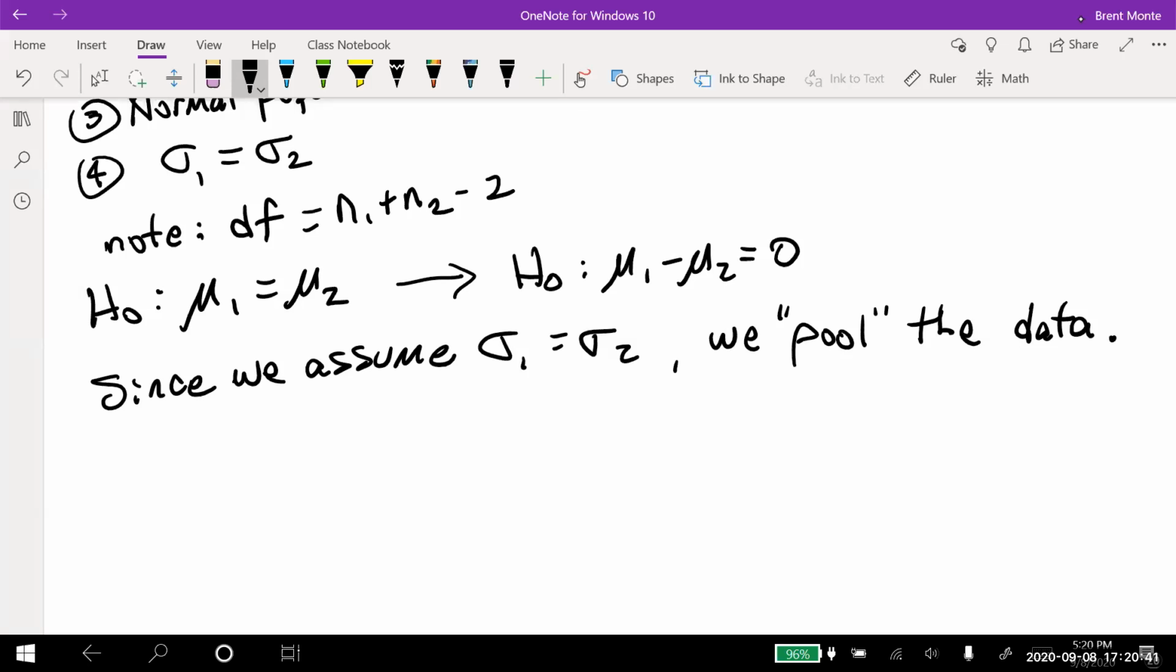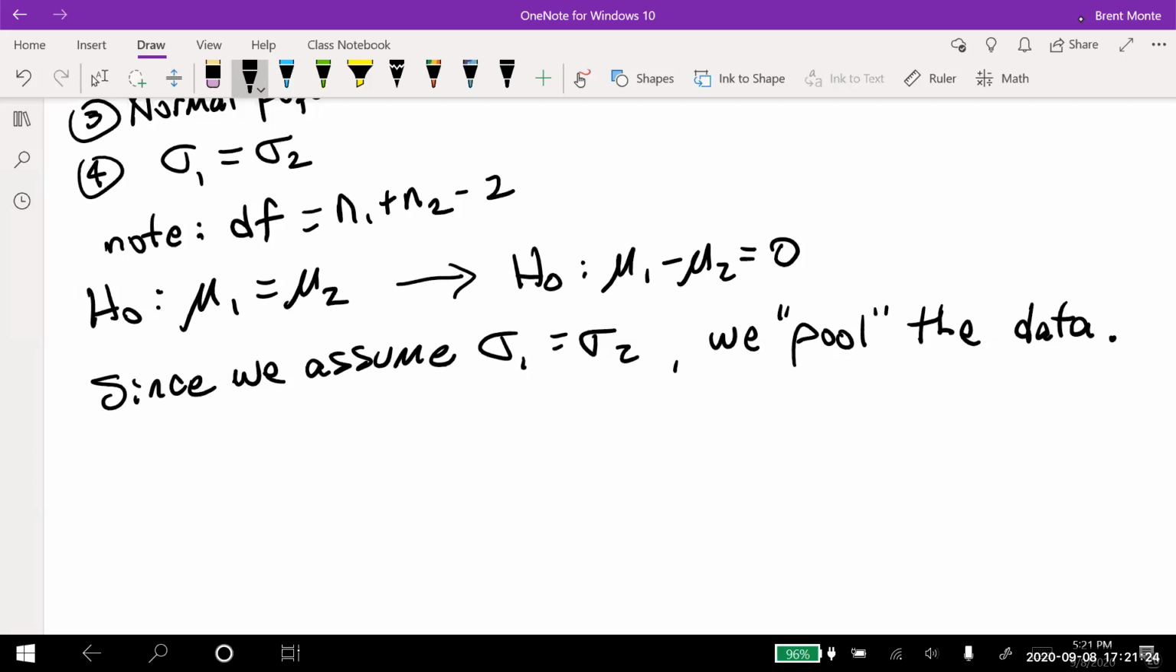But since we're assuming both populations have the same standard deviation, we're going to put both of the samples together so that we get a sample standard deviation based on all of the data, not just one of the two samples. That's what we mean by pooling the data. That will give us more data to hopefully get a better approximation of what the population standard deviation is. So if we can make the assumption that the two population standard deviations are equal, we always pool the data, and you'll see that we type that into StatCrunch.